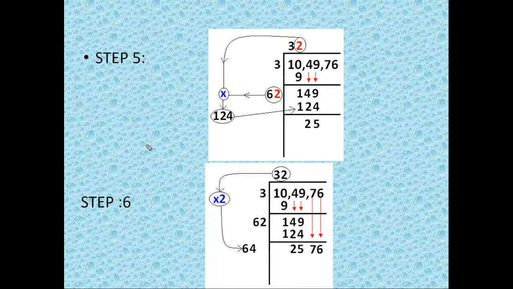Sorry, 124. By mistake I wrote 129. Yeah, 62 into 2 is 124. Even though it is not close to 149, that is the possibility. We can't take 189 as it's bigger. The next step is we're going to minus: 149 minus 124, which is 25. And we bring the next two pair numbers, which is 76.